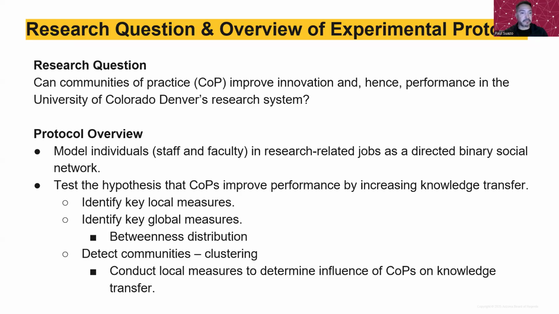The research plan is to identify the key local measures, identify key global measures, betweenness distribution being an important one, because betweenness helps identify those nodes that are central to information flow or collaboration or all the sorts of things that are important to the movement of knowledge between individuals. And then, part of the research plan is to detect communities through global clustering measurements, and then conduct local measures in those communities to determine the influence of communities of practice on knowledge transfer.